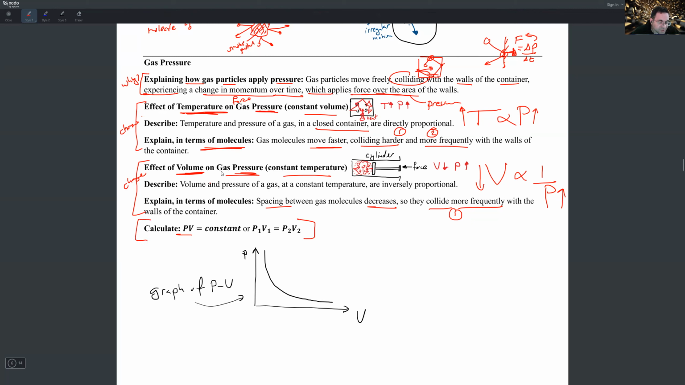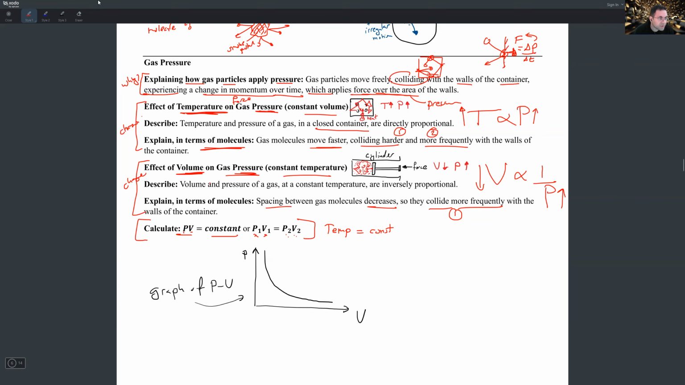If we're going to see how the pressure affects volume or the volume affects pressure at a constant temperature, we say that the pressure times volume is constant. Or we say P1 V1 equals P2 V2, which is the pressure times volume before your compression or your expansion equals the pressure times volume after the compression or expansion. Okay?